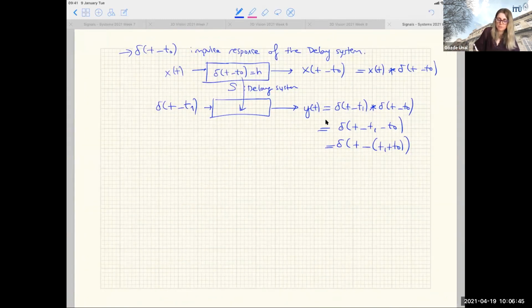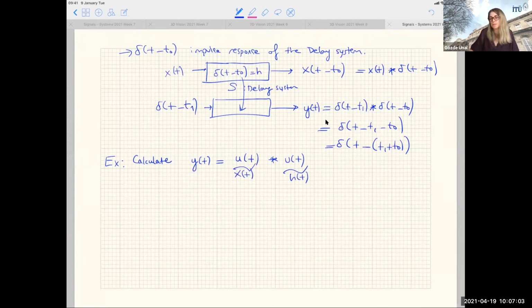As an example, calculate y of t equals u of t convolved with u of t. You can think of one of them as the integrator system and the other as the input signal x of t, a unit step function. Normally in continuous time convolution we like to use the graphical method. Here, however, maybe I can just start with the convolution integral.